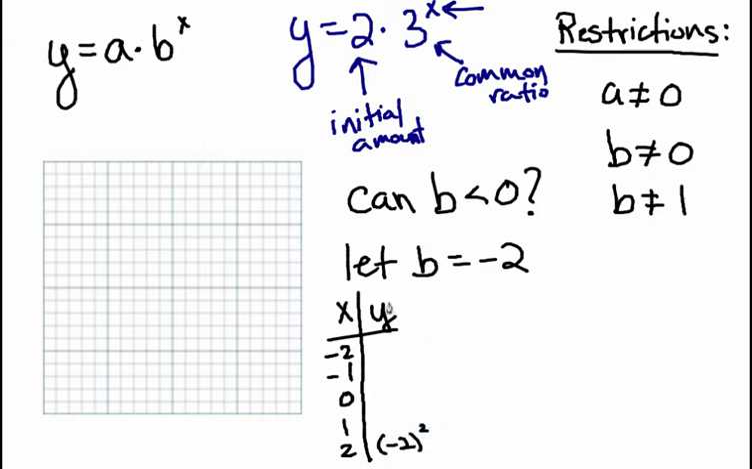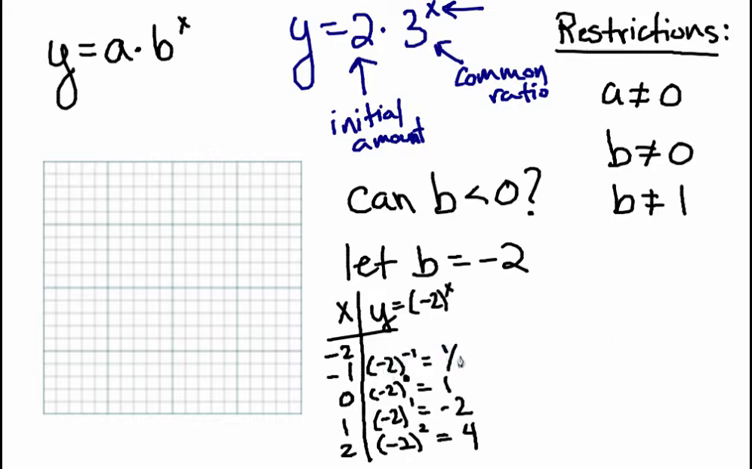-2 squared. Okay, we're saying that this is -2 to the x power. So -2 squared is +4. -2 to the first power is -2. -2 to the 0 power is 1. Anything to the 0 power is +1. -2 to the -1. Remember that a negative exponent means 1 over that base to the positive version of the exponent. So 1 over -2 to the first power is 1 over -2, which we think of as -1/2. And then -2 to the -2 is 1 over -2 squared, which is 1/4.